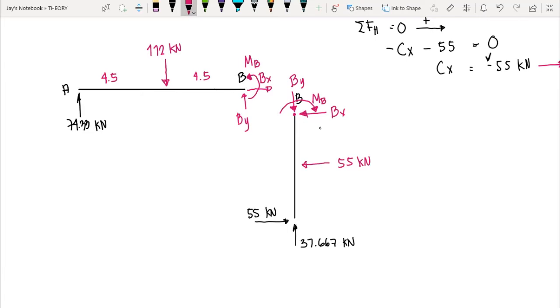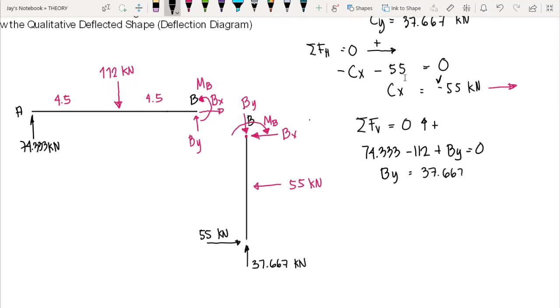Okay, so we can now draw the shear and moment diagram individually, but first we need to compute the value of the internal forces. So we can use equilibrium equations for each member here. Let's start with the horizontal member of our frame. Summation of forces vertical equals 0, with all the forces upward positive. So we have 74.33 minus 112, plus By is equal to 0. So we have our By equal to 37.667 kilonewton. And since we came up with a positive answer, that means our assumption that By is upward is correct. So we have the direction of our By acting upward.